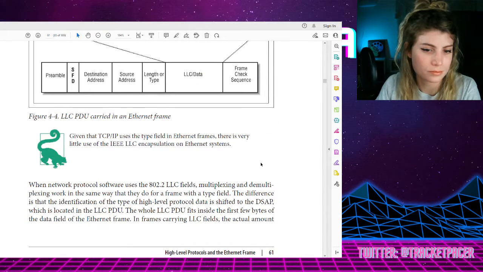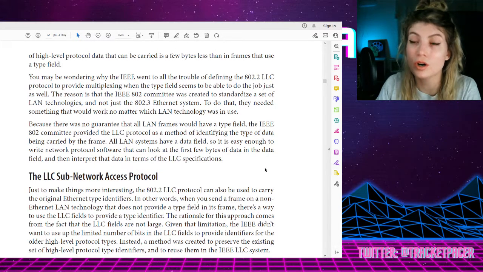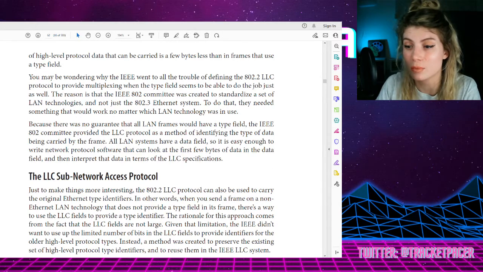Wait. So even though it seems like it's small, all that stuff is just in the data field, so it is taking up room in the data field.